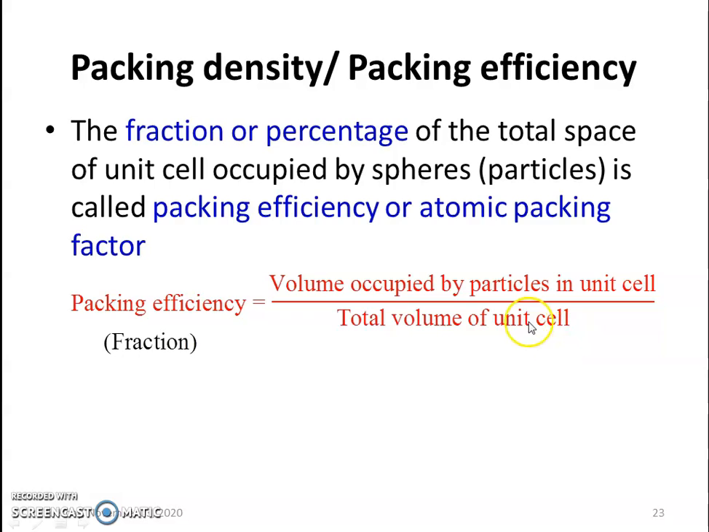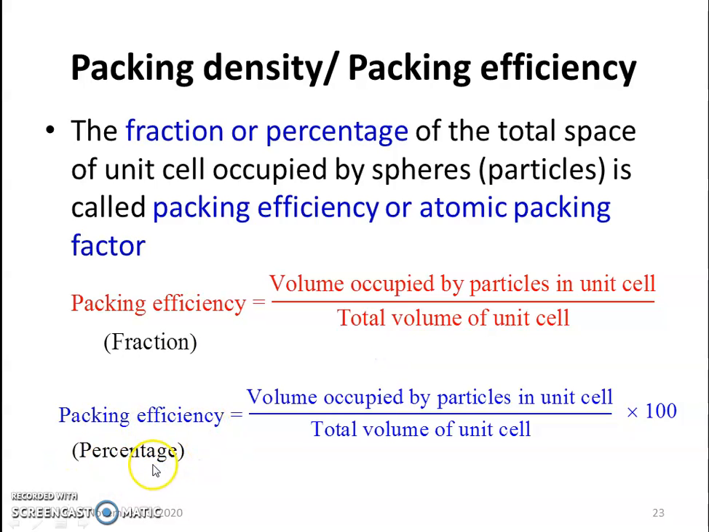So this ratio is a fraction, and therefore it is also called atomic packing fraction, or atomic packing factor. Or packing efficiency in percentage, how do we calculate it? It is equal to volume occupied by particles in unit cell upon total volume of unit cell into 100. So packing efficiency in percentage is equal to packing efficiency fraction into 100. That gives the packing efficiency in percentage.